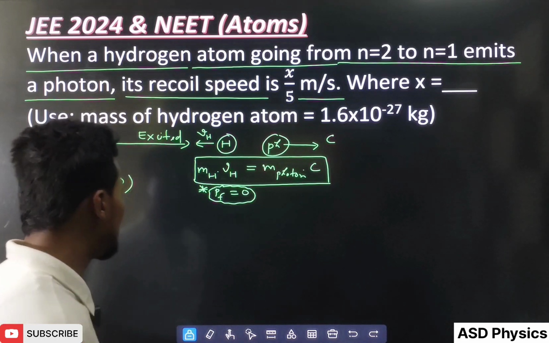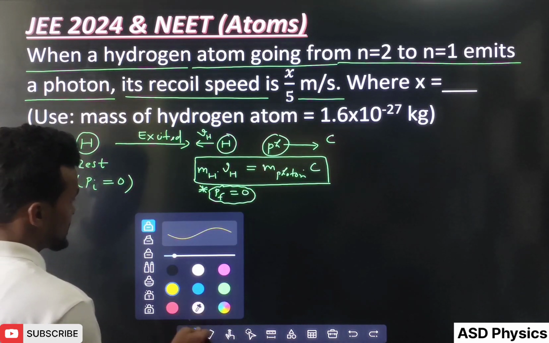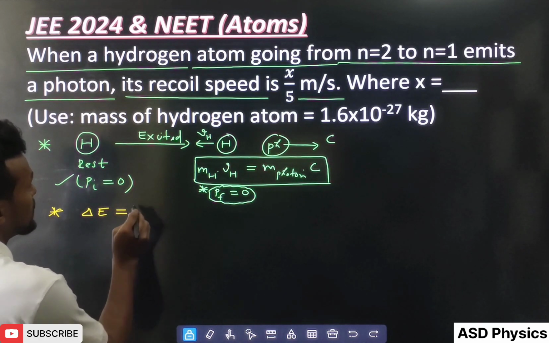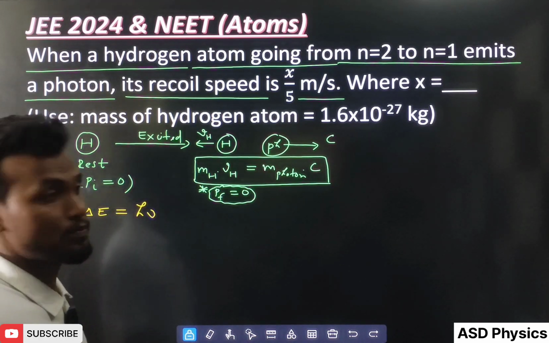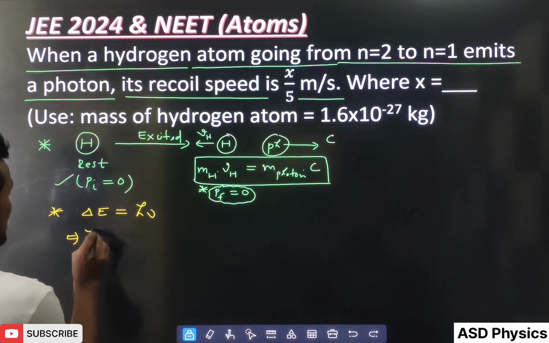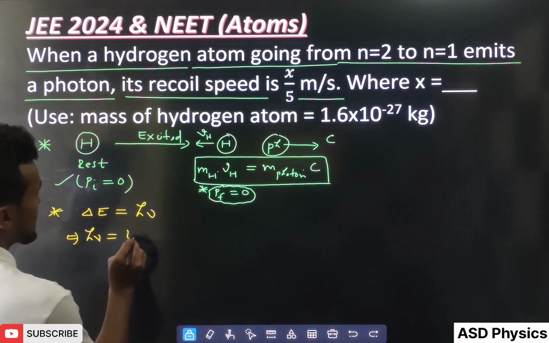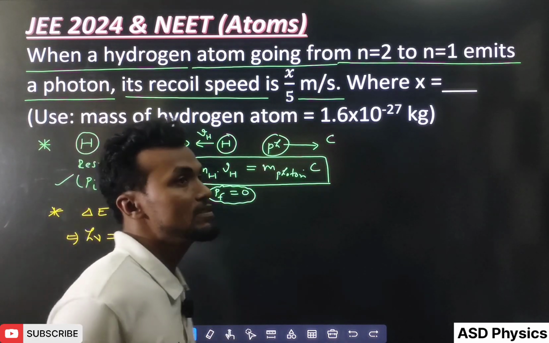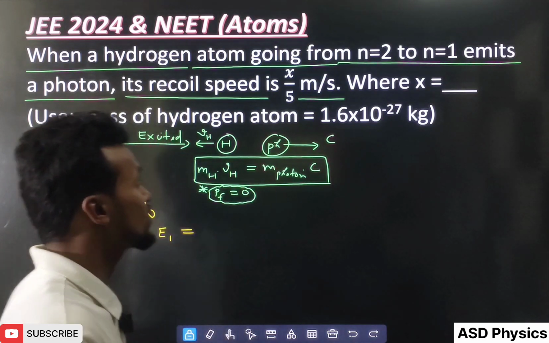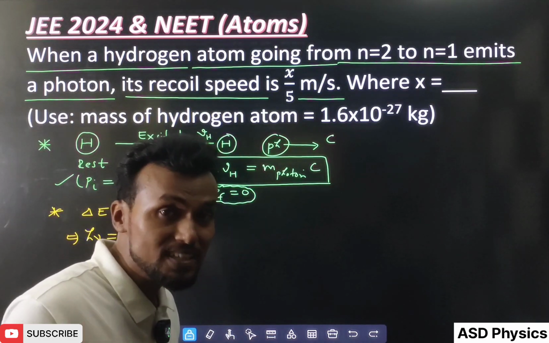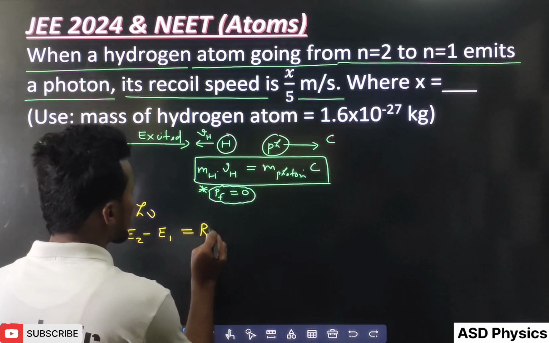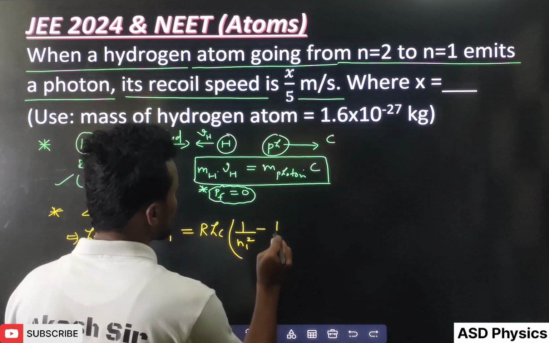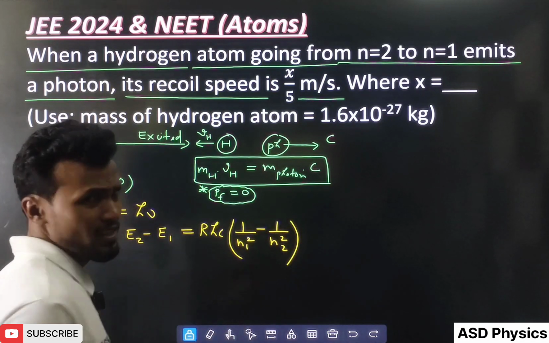Here we have to use one basic relation that you know very well: delta E equal to h nu, or we can write h nu is equal to delta E, or E2 minus E1. What is E2 minus E1? You know very well, E equal to minus RHC Z square by n square, and since it is hydrogen, Z equal to 1. So we can write RHC, with Z as 1, times 1 by n1 square minus 1 by n2 square, the very common second postulate of the Bohr model.